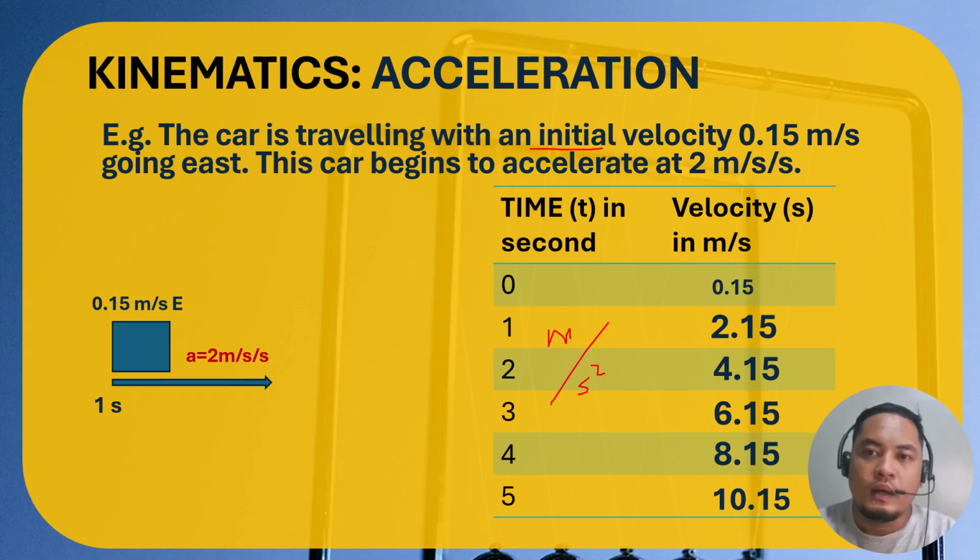So if ever the question will let you calculate the velocity at 5 seconds, all you have to do is to know your initial velocity, and then you will add the given acceleration until you reach the fifth second in order for you to get the velocity at that particular second. Again, if you notice, the velocity is changing because it's accelerating uniformly at the same time.